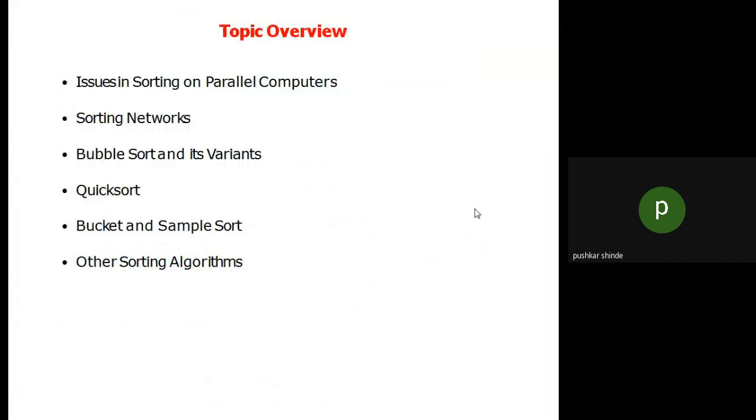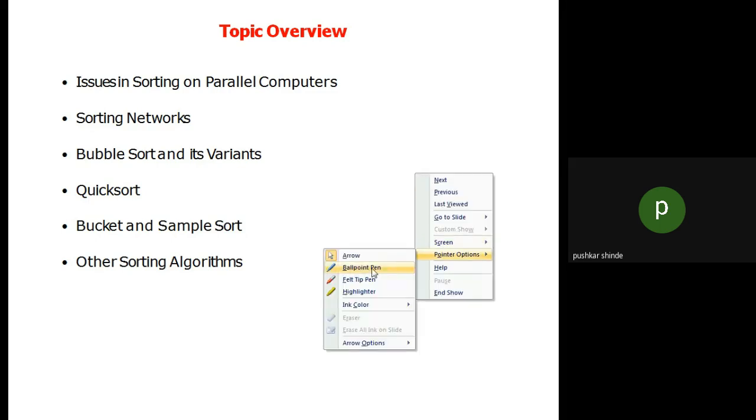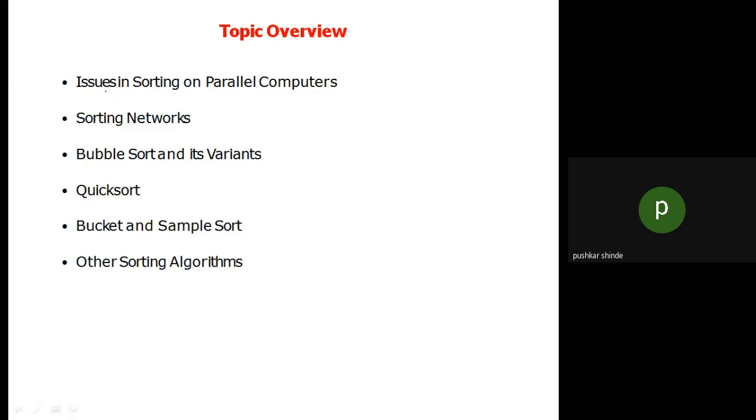So these are some of the topics which we'll be covering in the first half of the fifth unit. This is not the complete fifth unit, just the first half. We'll have issues in sorting on parallel algorithms, then sorting networks, then bubble sort and its variants, then quick sort, and bucket and sample sort. These are the concepts that we will be discussing in the first half of the fifth unit.